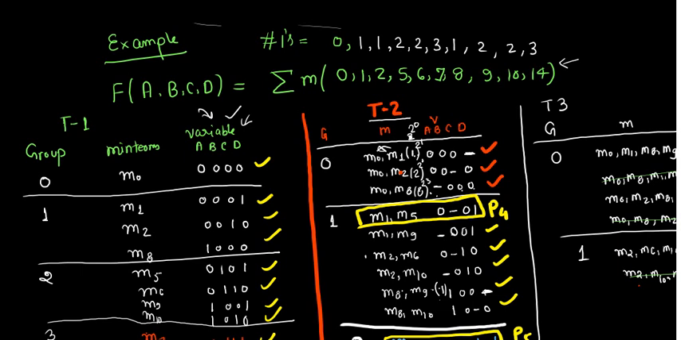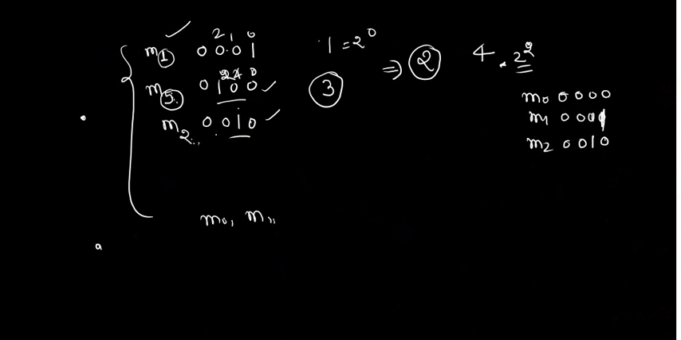Correct? So by using this logic, let's try to solve some problem by ignoring the last column. It will help us to reduce the task. So let's take one example.